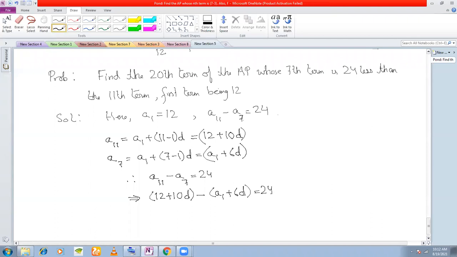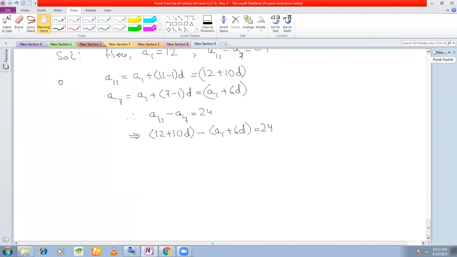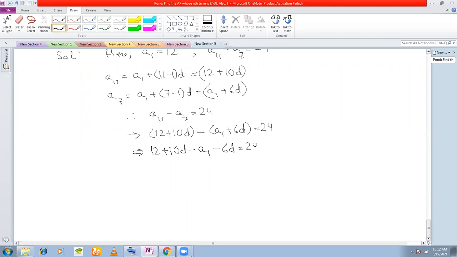is equal to 24. Now this is a linear equation in D, which we can solve to get the value of D. D is the common difference of the AP. Put the value of A1. I have not put the value here. Let's put it. A1 here is 12 plus 6D. So this should be 12 plus 6D.